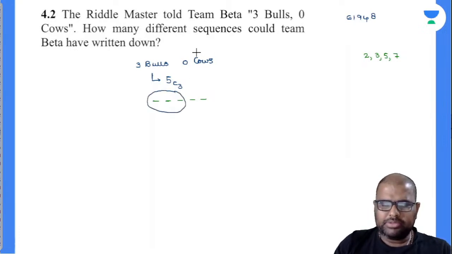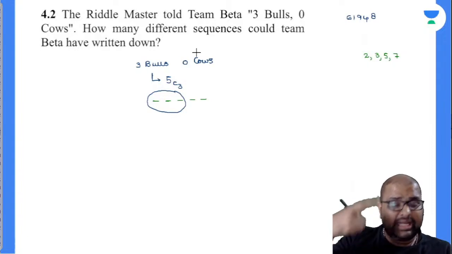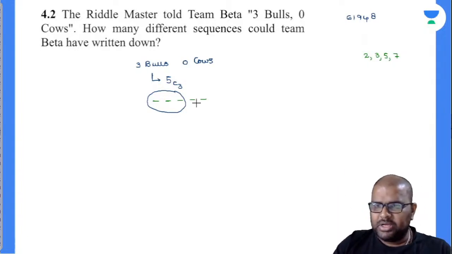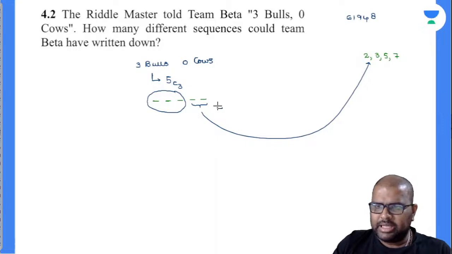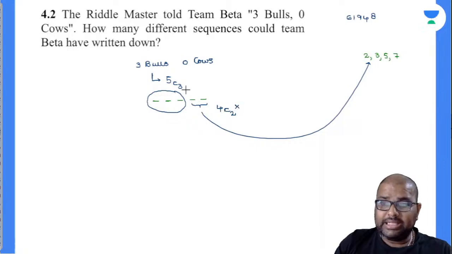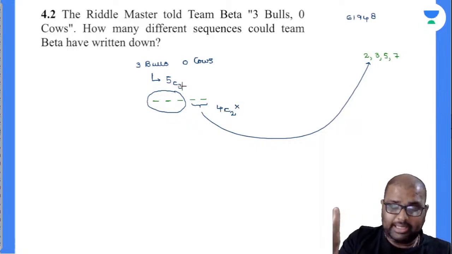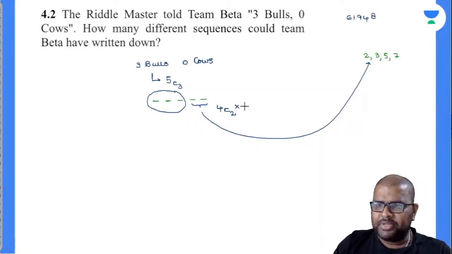So 0 cows means you didn't identify any correct number and their position also. So for these 2 numbers, you have to choose numbers from here. Out of 4 numbers, I have to select 2 numbers. And now, you have to arrange them because you don't know the correct arrangement. So is it 2 factorial? Yes, it is 2 factorial, which is nothing but equal to 4P2.